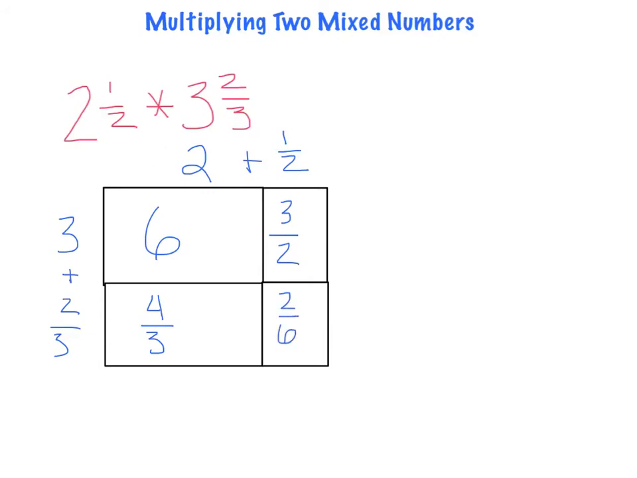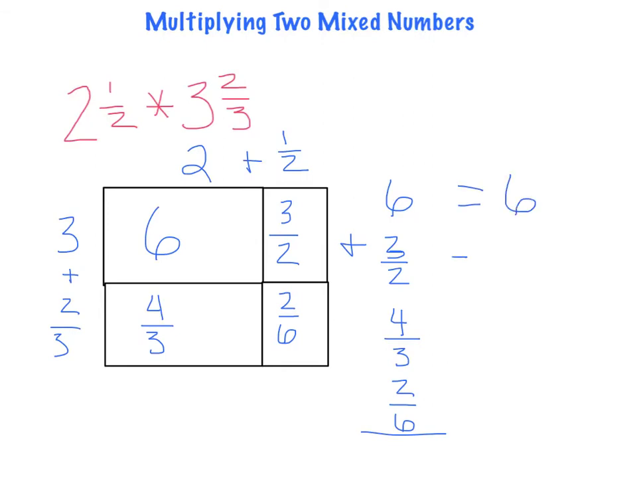Now, at the end, I have to add all of the parts together. So I have to add 6 plus 3/2, plus 4/3, plus 2/6. Now you can see here this is a little bit problematic because I need to turn these all into a common denominator. So my common denominator here is 6. So I'm going to start by just rewriting each of these off to the side.